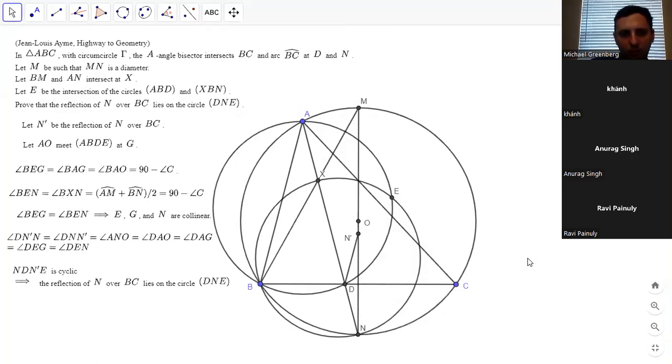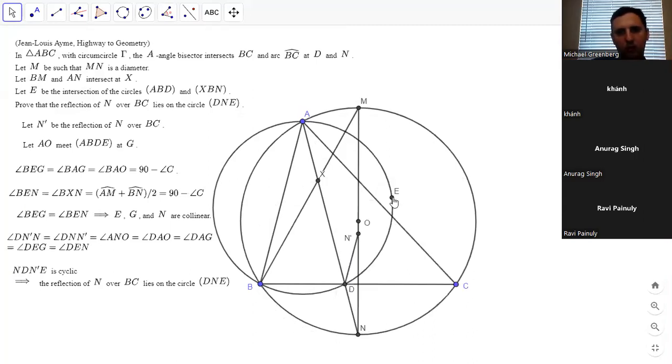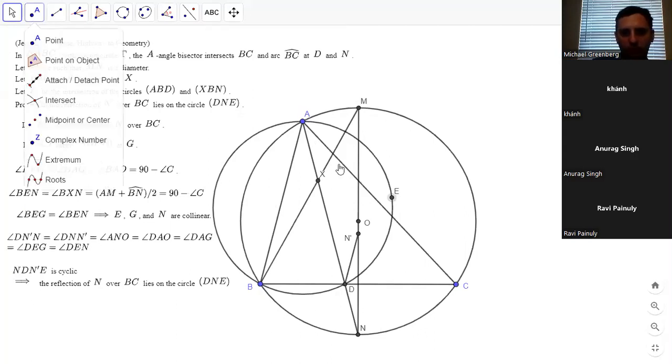And can you temporarily hide the circle BXN? Yes. Because I will prove that the intersection of AC and MN lies on that circle, so we've got to hide it first. Okay. Can you call the intersection of AC and MN I?